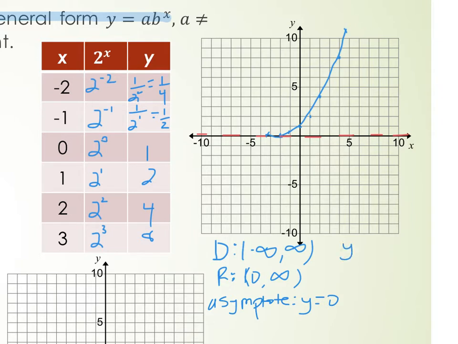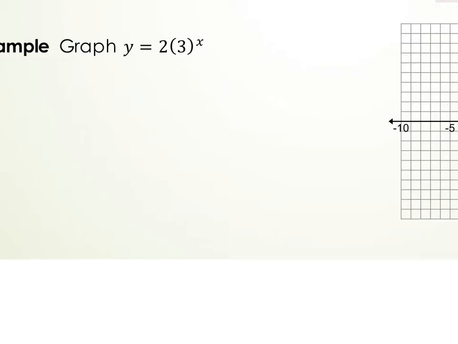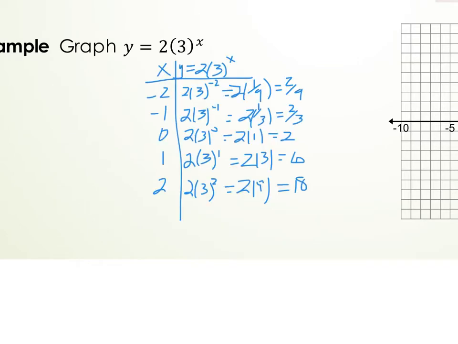And then our y-intercept is at 0, 1. In our next example, we're going to graph y equals 2 times 3 to the x power. Notice that in our xy table, for the x value of -2, we have 2 over 9. For the x value of -1, we have 2 over 3. For the x value of 0, we have 2. For 1, we have 6, and for 2, we have 18.